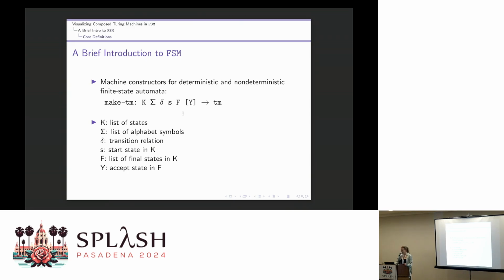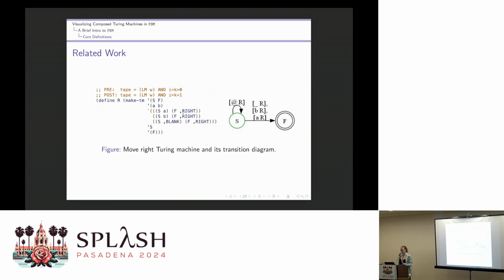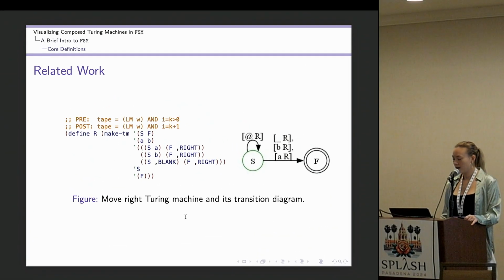Now let's see what it looks like to implement a Turing machine. That's actually different from an NDFA. The student first comes up with a pre and post condition. Here we're going to design a machine that is supposed to move the head on the tape one position to the right. The precondition is that the tape starts with a left-end marker, which can also be visualized as an @ sign in the graph, and then it's followed by the actual input word.